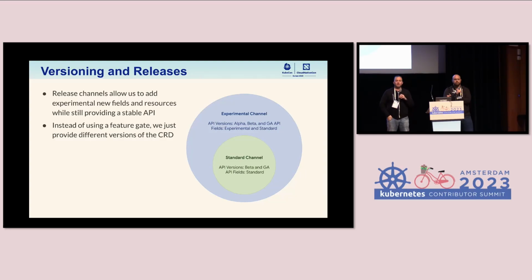Right. So if a user is on the stable channel and then they apply some random YAML manifest from GitHub which uses an experimental feature, they will get a strict error because it's an unknown field, or it will just be dropped by the API server?